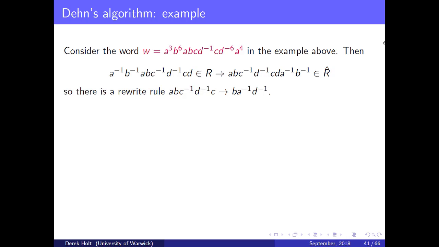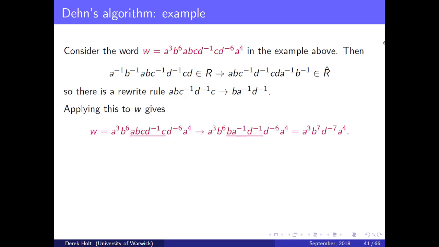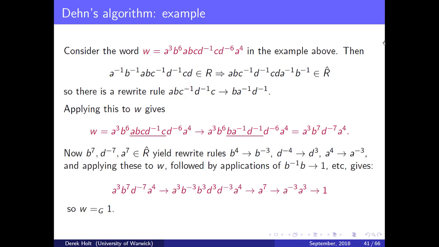We had this relation A inverse B inverse A being C inverse D inverse C D, and a cyclic conjugate of that is A B C inverse D inverse C D A inverse B inverse, and so that gives us a rewrite rule. That thing of length 5 reduces to the thing of length 3. This is just a baby example. We do that substitution and we end up with a cubed, b to the 7th, b to the minus 7th, a to the 4. Of course b to the 7th and d to the 7th were related, so they just collapse. Doing it formally, we replace b to the 4th by b to the minus 3, which then cancels with the b cubed. And so we end up with a to the 7th, and of course a to the 7th itself reduces.